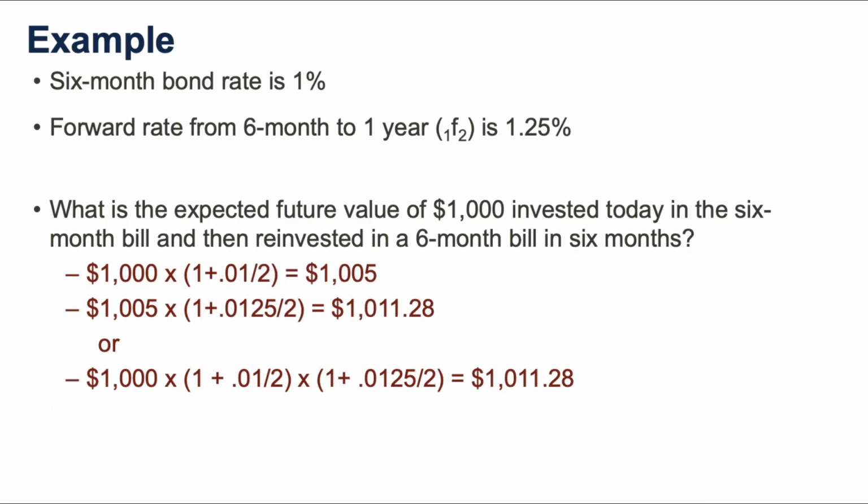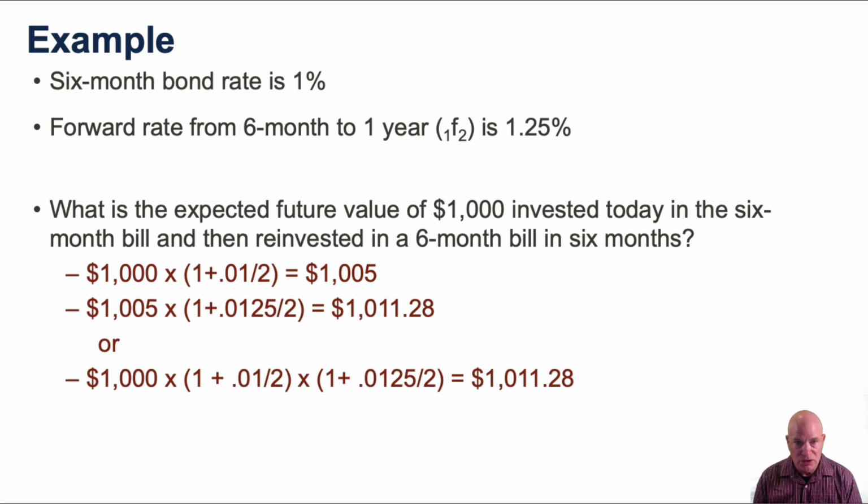I am now going to give an example of how to use forward rates, and this example will be for a 6-month bond with a rate of 1%. So we can invest right now and get a 1% yield to maturity. Our forward rate from 6 months, so this is forward rate from 1 to 2, from 6 months to a year, is 1.25. How we came up with that, we will talk about later in later modules.